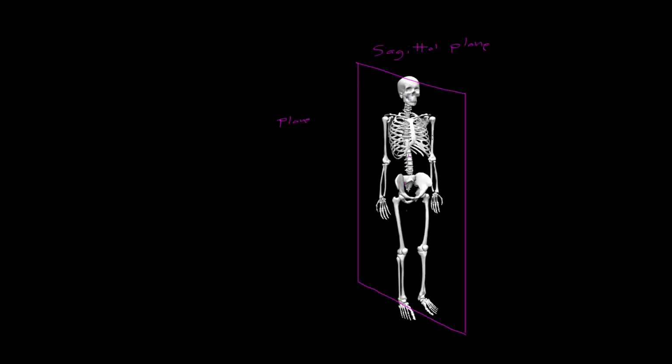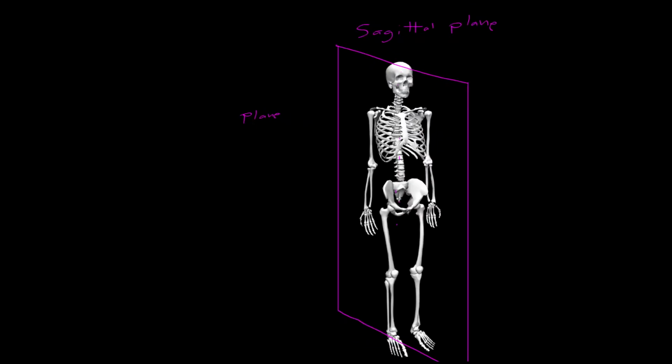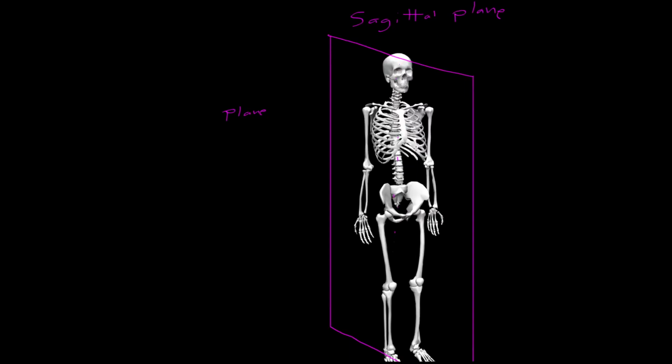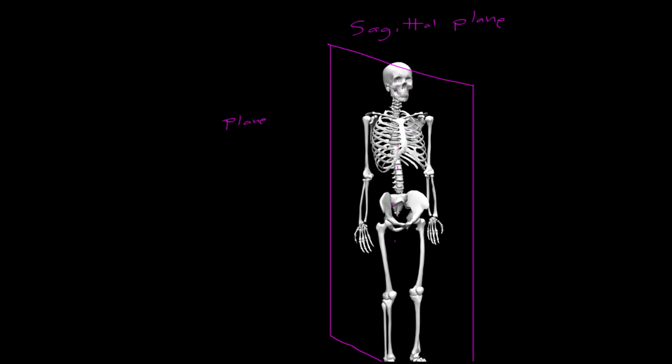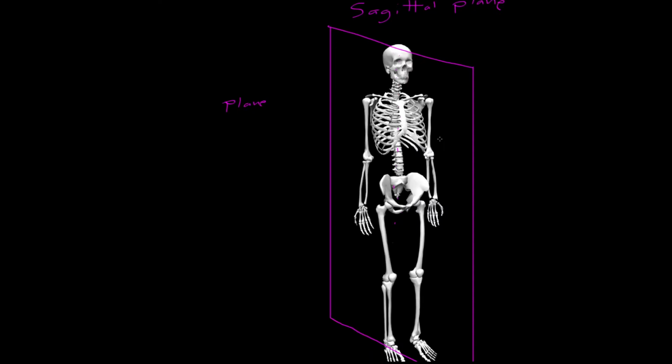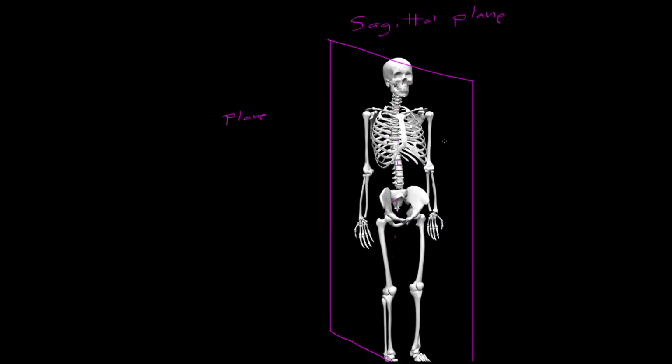A lot of the motions that we care about in sports and exercise and health happen inside the sagittal plane, or, as we'll talk about in the future, they're rotations in the sagittal plane, like running, like squats, like walking. So this is the sagittal plane.